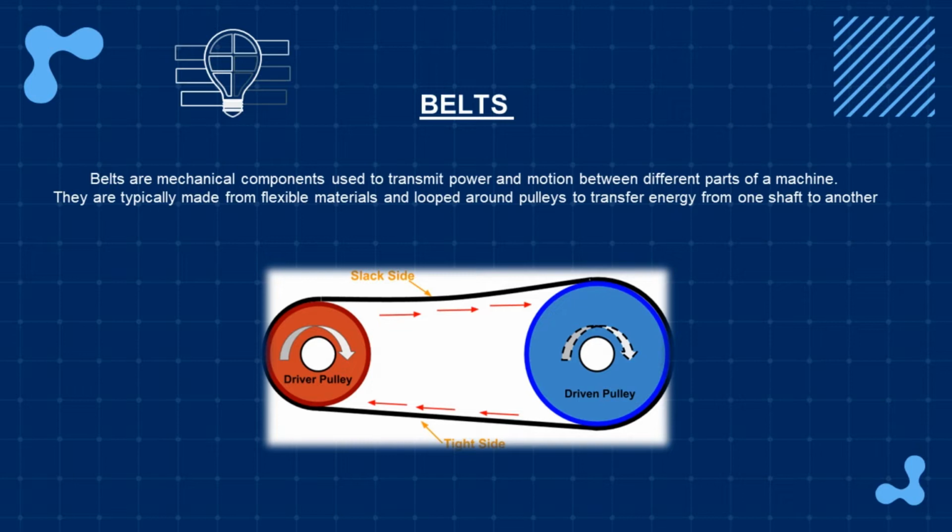Belts are mechanical components used to transmit power and motion between different parts of a machine. They are typically made from flexible materials and looped around pulleys to transfer energy from one shaft to another.